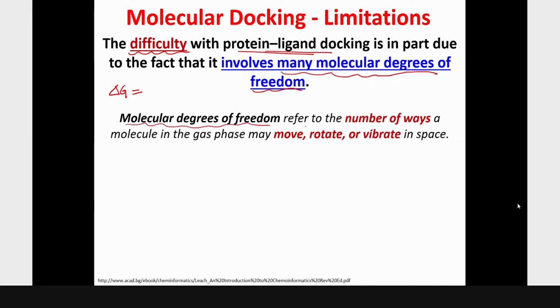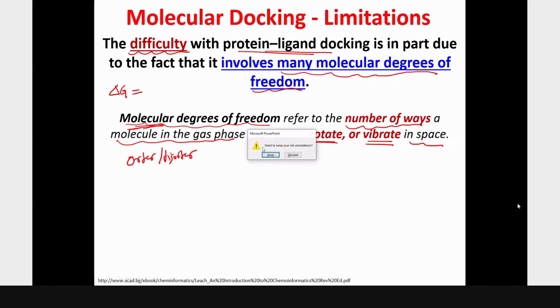At the bottom I have written the molecular degrees of freedom; somewhere in 12th standard you might have understood. This is not the degrees of freedom that you understand in thermodynamics, not related to the phase rule or something. It's a different thing. This is how many ways a molecule, particularly in the gas phase, may move, rotate, or vibrate in space. This is actually talking about some kind of order or disorder. So molecular degrees of freedom is somewhat related to your entropic factor. What do you mean by entropy exactly?